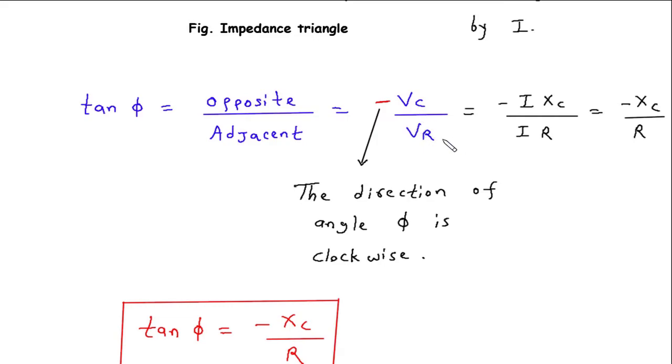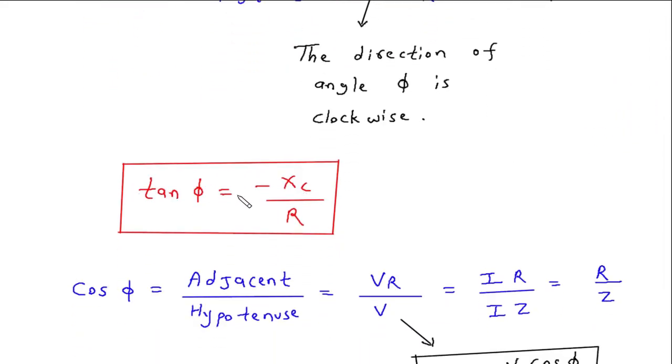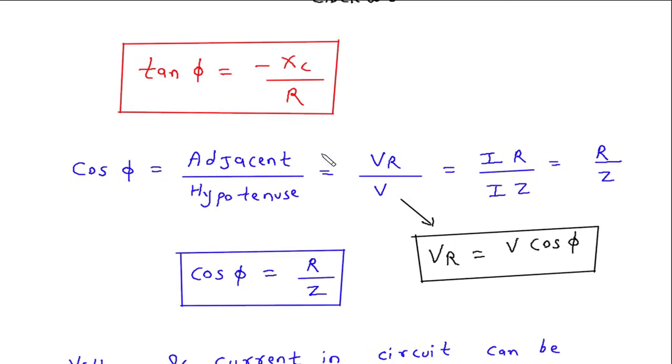So minus VC by VR. Adjacent side is VR. Now VC is equal to I into XC. So minus I into XC divided by VR, which is equal to I into R. This I and this I will get cancelled. So tan phi is equal to minus XC by R. Tan phi is equal to minus XC by R. This XC is the capacitive reactance.